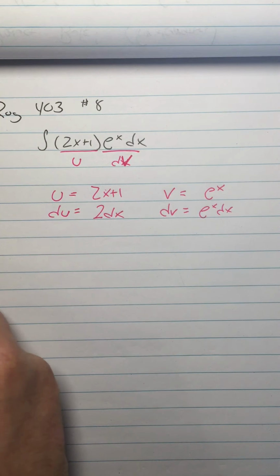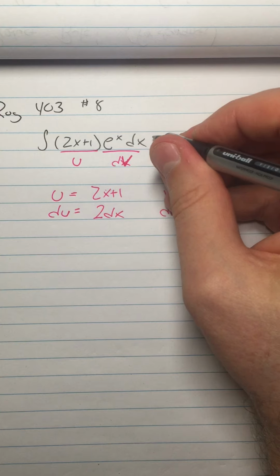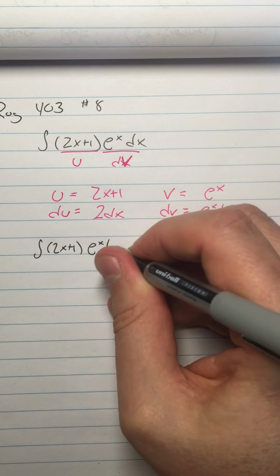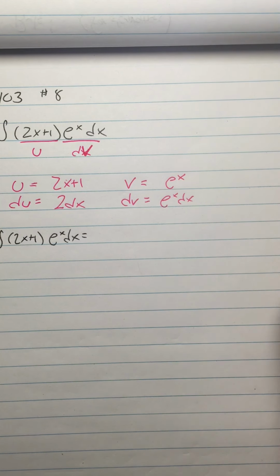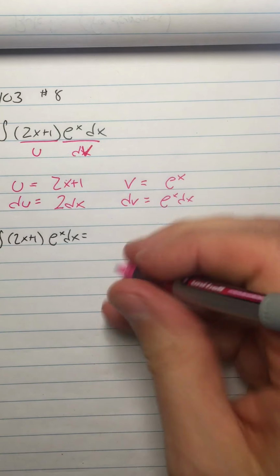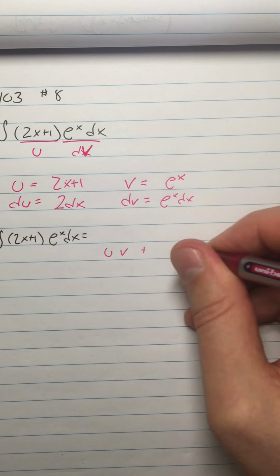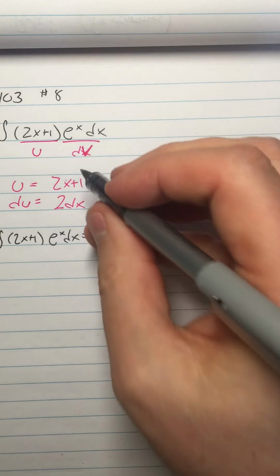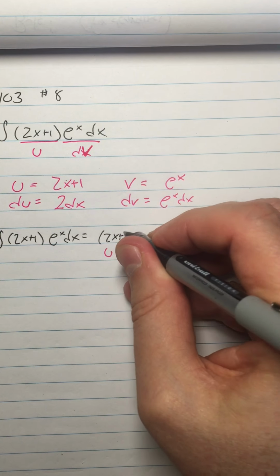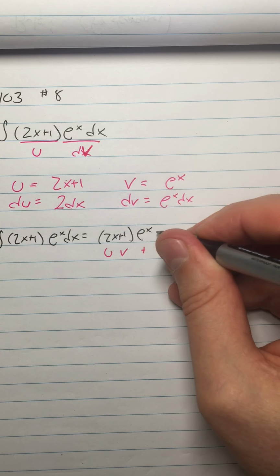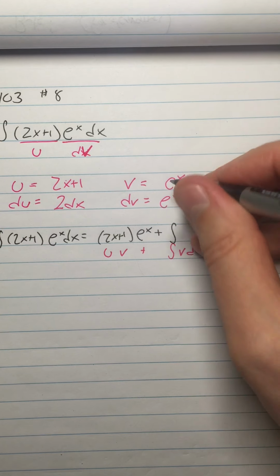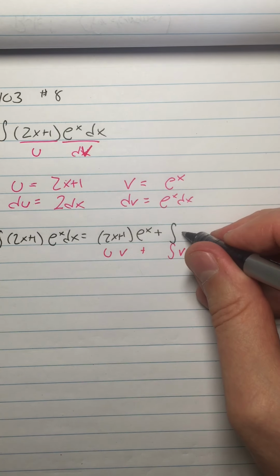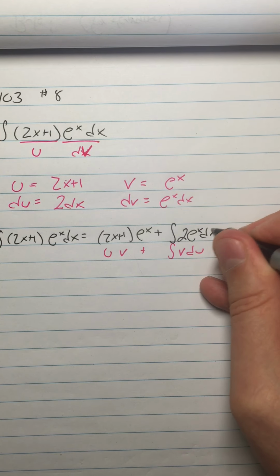All right, so then I can say that this integral of 2x plus 1 times e to the x, I'll just rewrite it down here since I sort of broke the flow from up there. I want to say that it equals uv minus the integral of v du. u is 2x plus 1, v is e to the x, minus the integral of v du. So it's e to the x times 2 dx. So I'm going to put that as 2 e to the x dx.